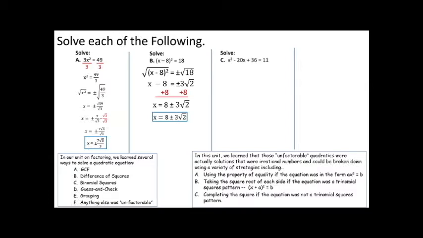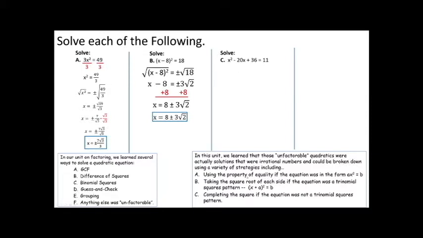x squared minus 20x plus 36 equals 11. So I look over here and I ask myself, x squared minus 20x plus 36. I don't think this is going to factor, but it is definitely not a trinomial squares pattern, because if I'm using a trinomial squares pattern, this is a perfect square x, this is a perfect square 6, the middle number should be 6x doubled, and it's not.